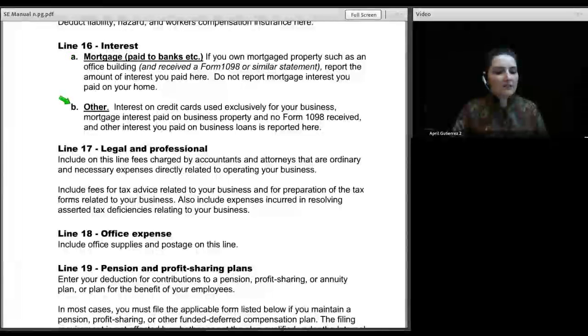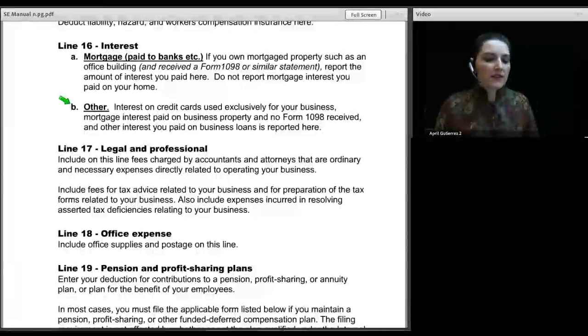On line 16B, you enter any other interest you might have paid in the ordinary course of your business, such as interest on credit cards used for your business, mortgage interest paid on business property where no Form 1098 was received, and any other interest you paid on business loans is reported here.